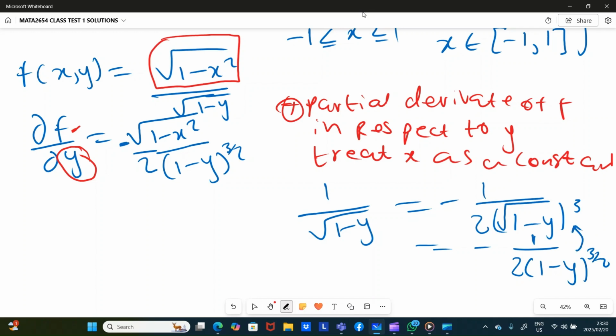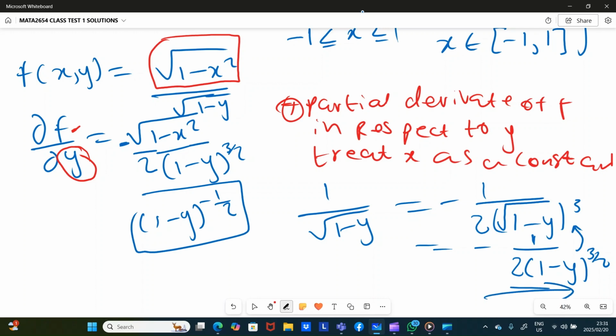For those of you who are confused as to how we get the derivative to be like this, I would like to leave that as homework for you to practice. We can rewrite this as 1 minus y to the power minus 1 over 2. Now apply the power rule to this, then check whether you get your derivative as what I said is right there. So that is all about the derivative of this thing.